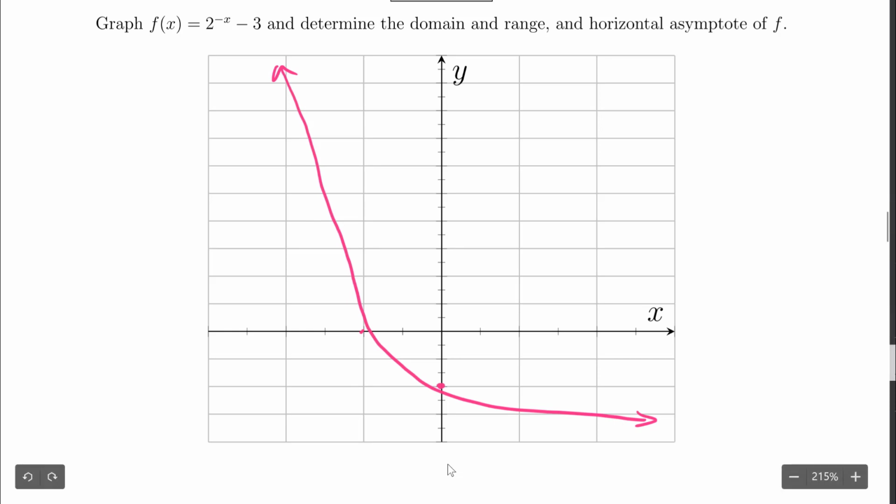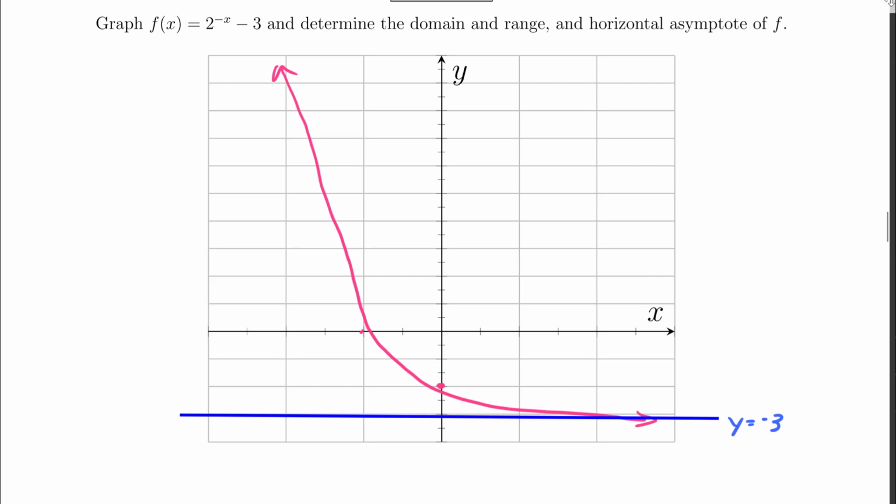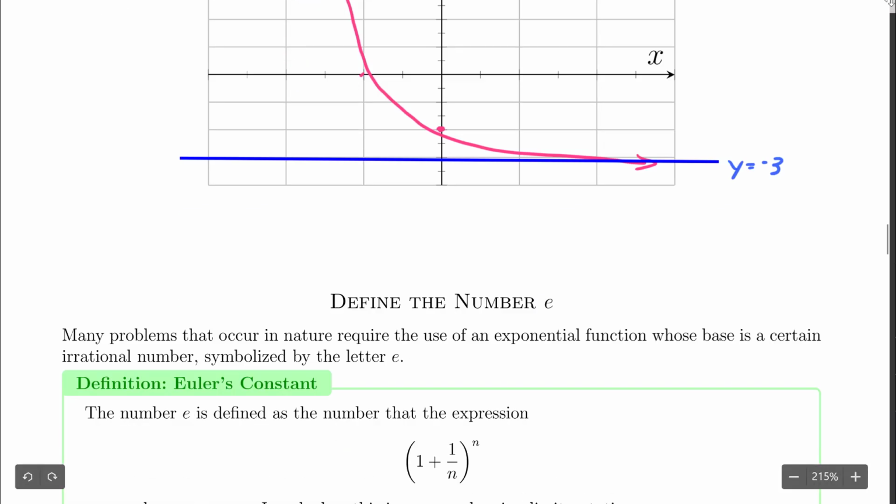And the horizontal asymptote is going to be right here at y equals negative 3. And that's just based on the simple fact that we've shifted the entire graph down 3 units. So the horizontal asymptote comes down from 0 to negative 3. The y-intercept comes down from 1 to negative 2. And the graph still retains the same shape. Just it's in a different spatial location within the coordinate plane.